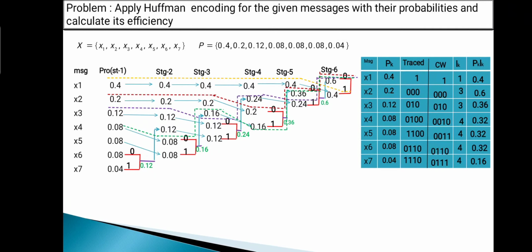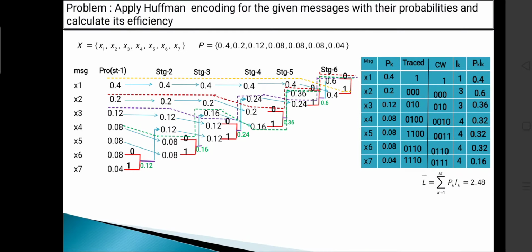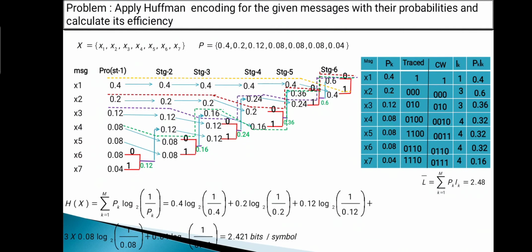So now we can calculate the average code word length. It's given by L bar, which is nothing but summation k equal to 1 to m of pk into lk. So once I sum up all the values of pk and lk, I'll get 2.48 for this problem. So we can calculate the entropy. So the entropy is given by H of X, which is equal to summation k equal to 1 to m of pk log of 1 by pk to base 2. And here the m value is 7 since we have 7 different messages.